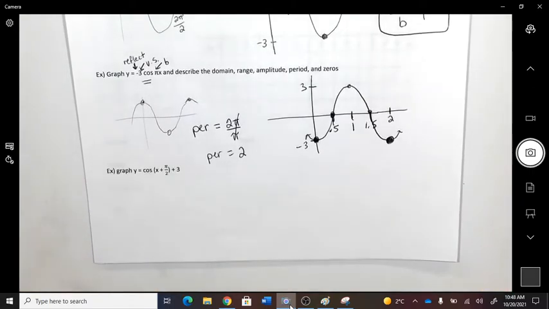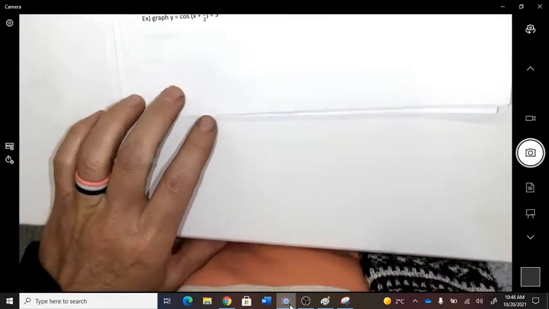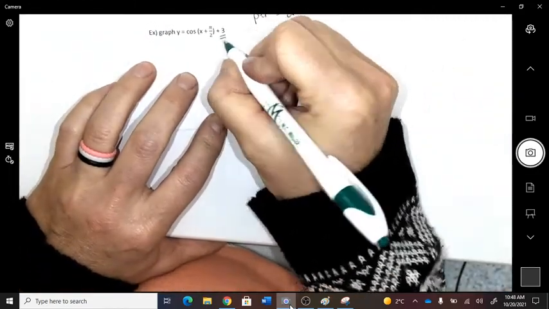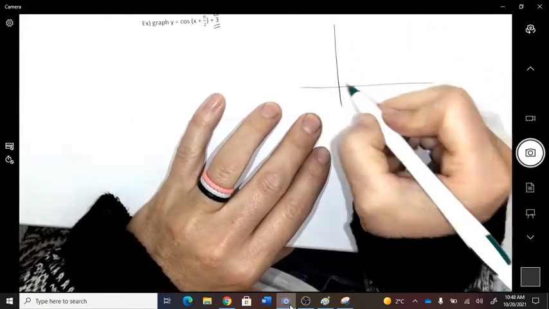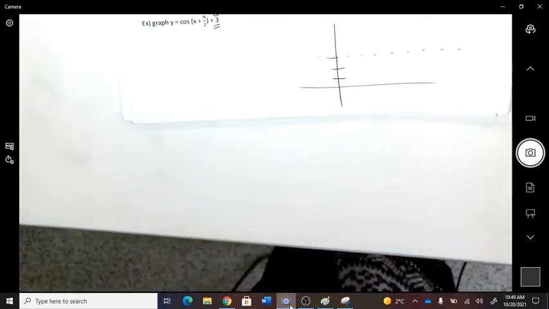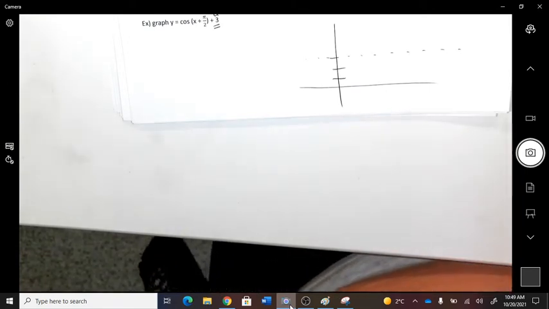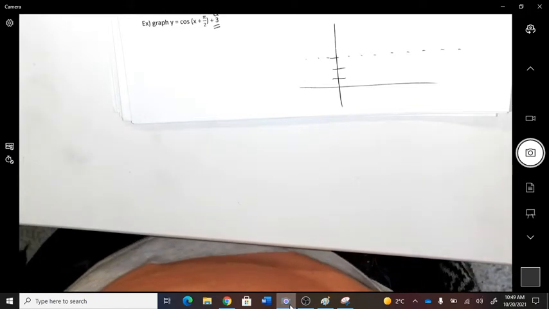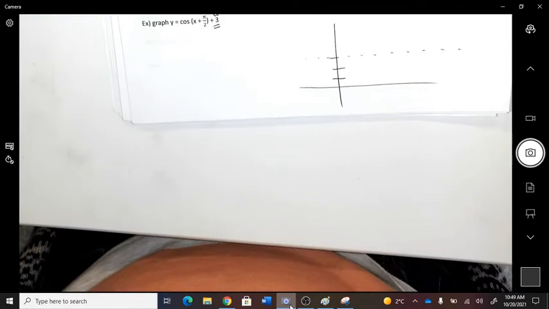Okay, now I want to get into some C and D stuff, which is the harder stuff. The D is a plus 3, so this entire graph is going to shift up 3. I'm just going to draw a little nice dashed line. That dashed line is going to be the middle of my graph now, because the old middle was at 0 height. Now the middle is going to be at 3.